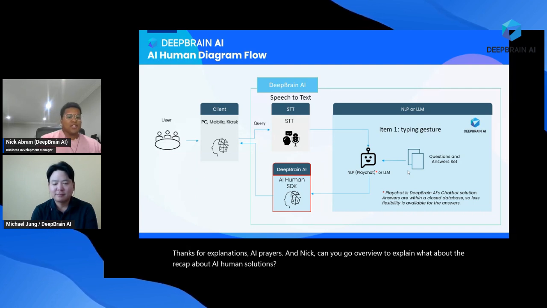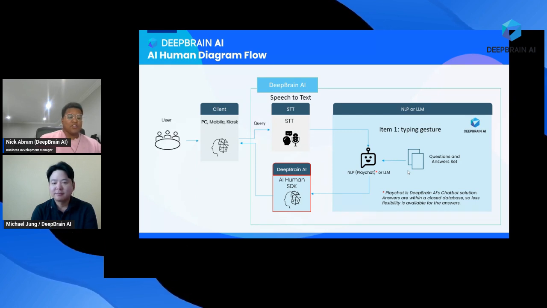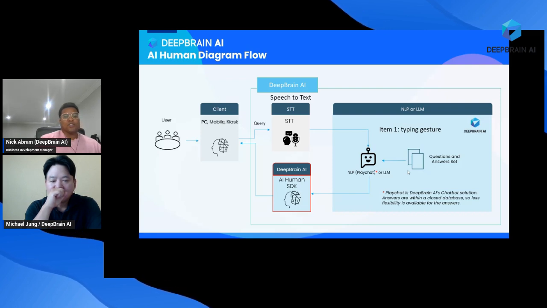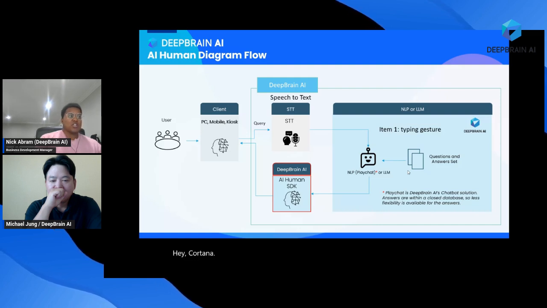So you'll see that the user will interact with some user interface. That user interface can be a PC, a mobile, a web application, or a kiosk. We've even seen a hologram in some cases. And they'll interact by either typing or speaking to the avatar. Whatever they do to that avatar becomes a query, and that query will go to a speech-to-text engine. The speech-to-text engine will then translate that speech to a string that will be fed to a knowledge source. The knowledge source can be a NLP chatbot or a first generation chatbot. That's what you're more familiar with when there are questions and answers.